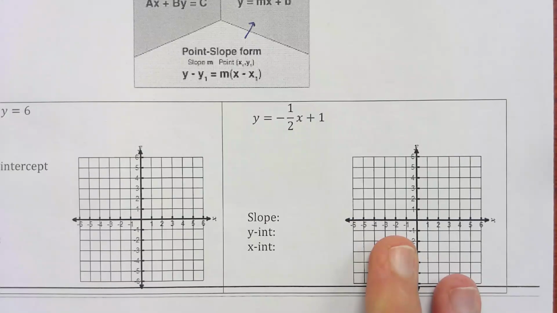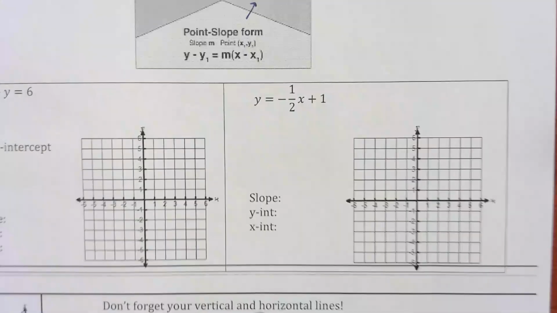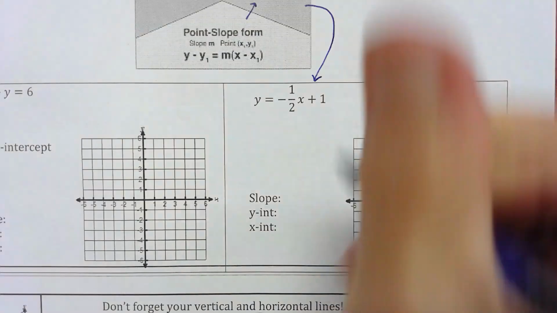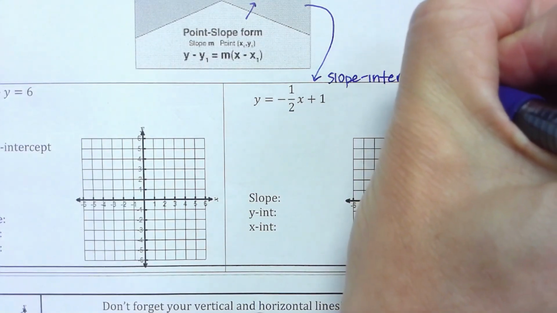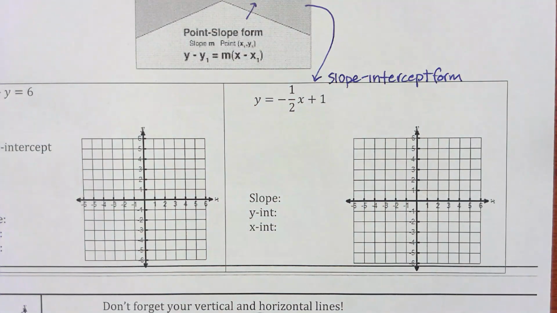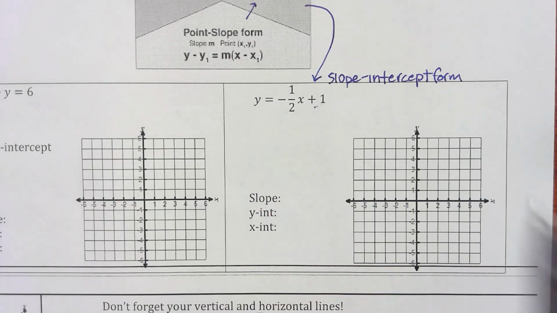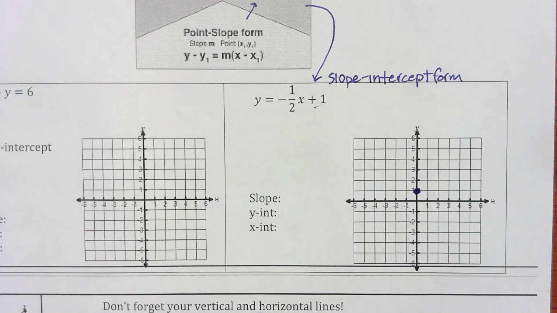I'm actually going to start with this problem because this one is already in slope-intercept form, and those are ready to graph when they're in that form. So the first thing I do, of course, is grab my intercept. The y-intercept is 1. I'll put that point on, and then I'll use the slope to put some additional points on.